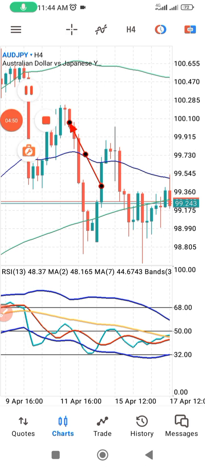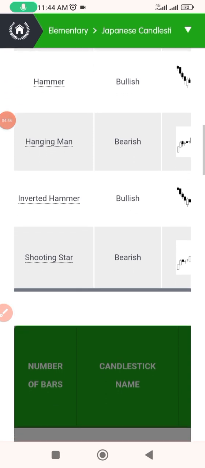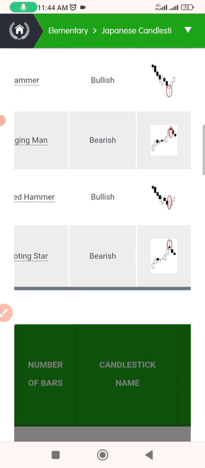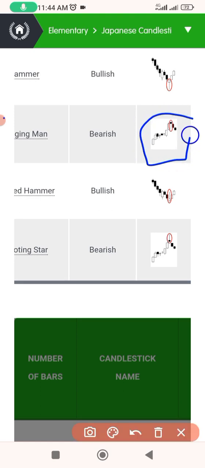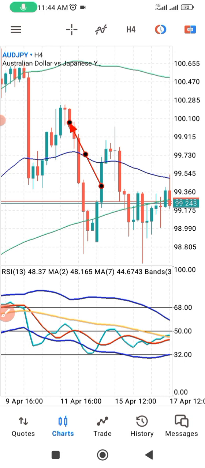Let's confirm it from our candlestick reference. And here we are, this is a hanging man. So you will agree with me that what we have there is what we have in this box. You can see that it is a hanging man, and this hanging man is a bearish reversal candlestick pattern. So we found this hanging man, and then you see how the market reversed.